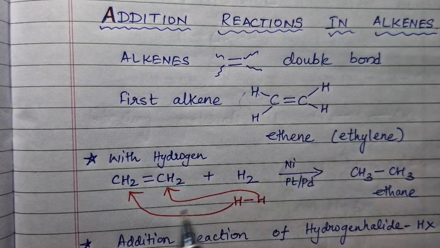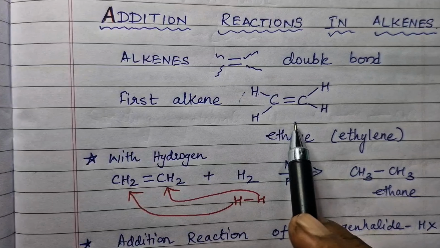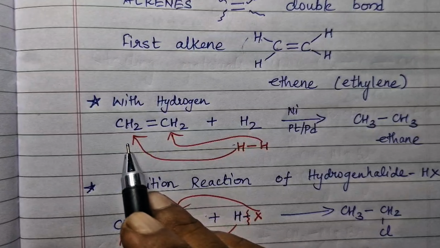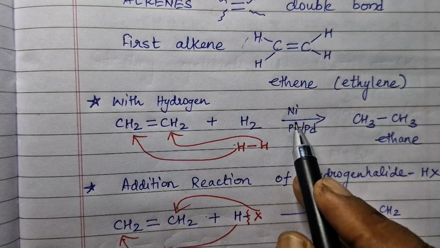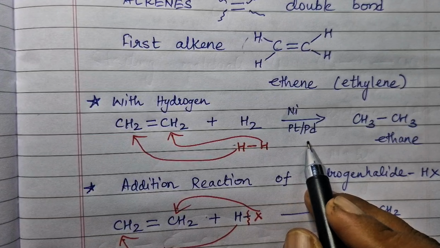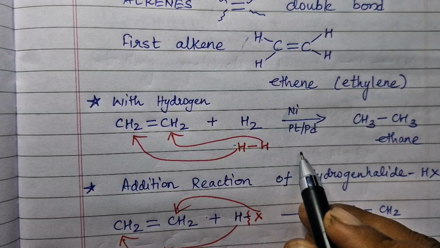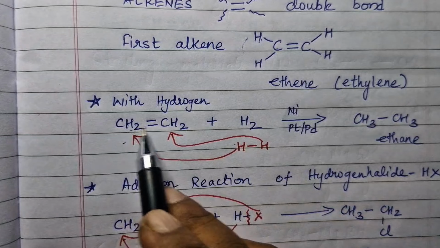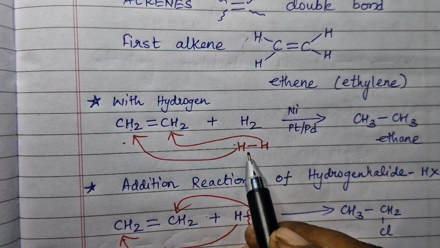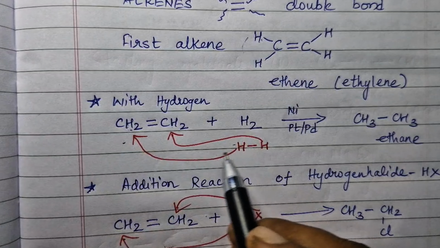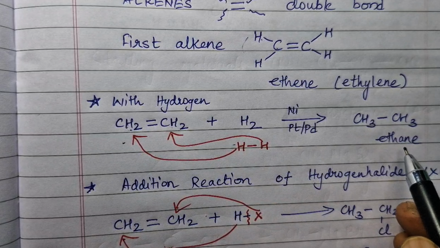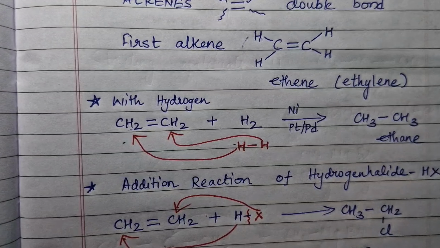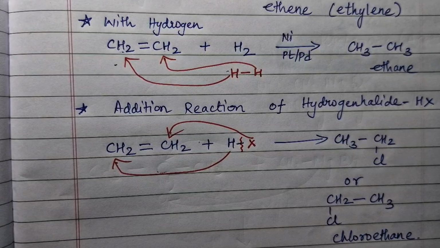Okay, ethylene. So let us see this addition reaction of ethene with hydrogen. What happens when hydrogen gets added to this ethene in the presence of finely divided nickel or platinum or palladium as a catalyst? This reaction is also called hydrogenation. Addition reaction, hydrogenation. What happens across the double bond? This hydrogen splits up into two H atoms. Each atom adds to one carbon, and you get a saturated compound called ethane.